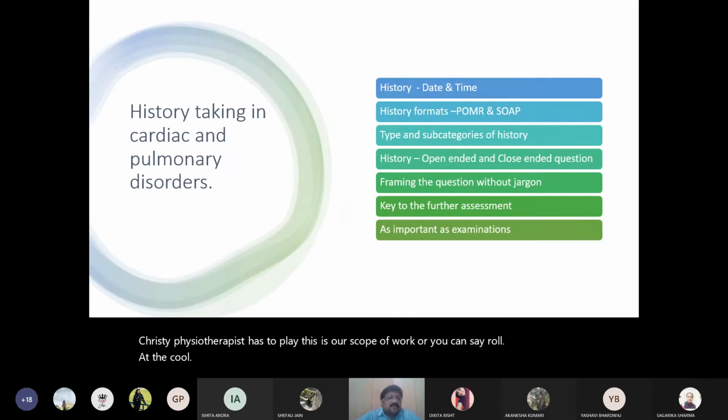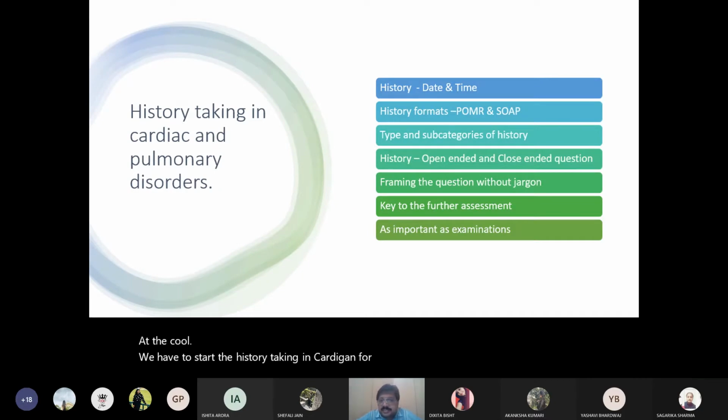So we have to start with the history taking in cardiac and pulmonary disorders. We start with the date and time.